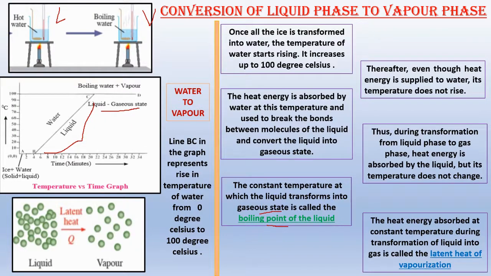And similarly, the heat energy absorbed at constant temperature during transformation of liquid into gas. So the heat energy was absorbed when the liquid phase was transformed into gaseous phase, and this heat energy is known as latent heat of vaporization. So this was all about conversion of liquid phase to vapor phase.